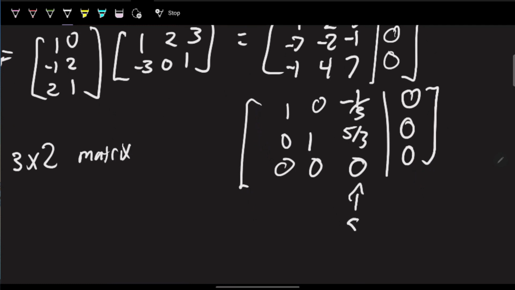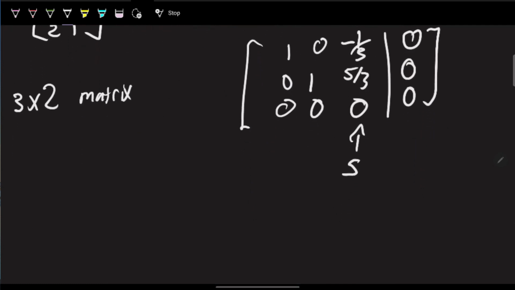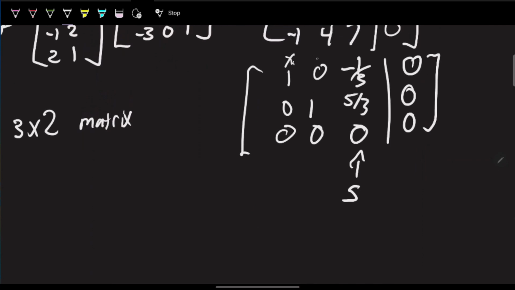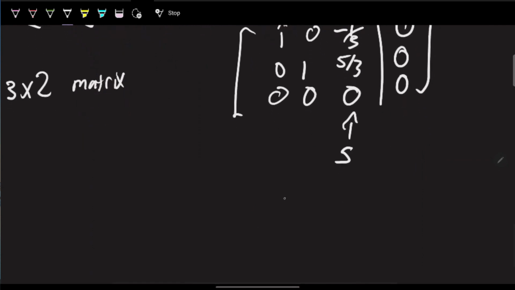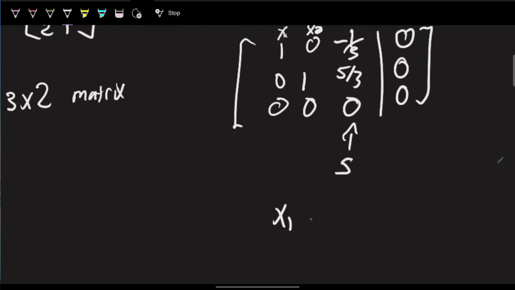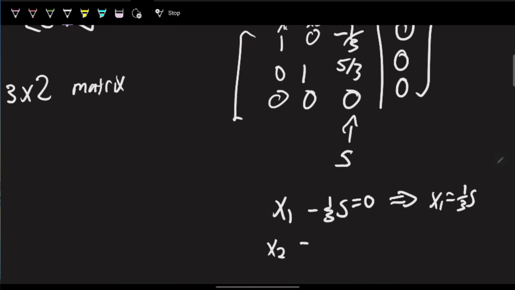Exactly. So let's call this maybe s. And then it looks to me like, by this logic, if we're calling this x1 and this x2, we would have x1 minus 1/3 s is equal to 0, which is the same thing as x1 is equal to 1/3 s. And I'll write x2 out differently: x2 plus 5/3 s is equal to 0, which is the same thing as x2 is equal to minus 5/3 s.